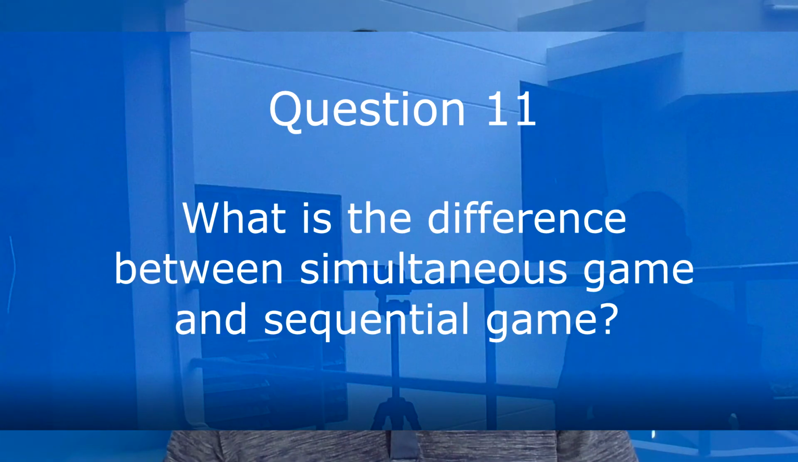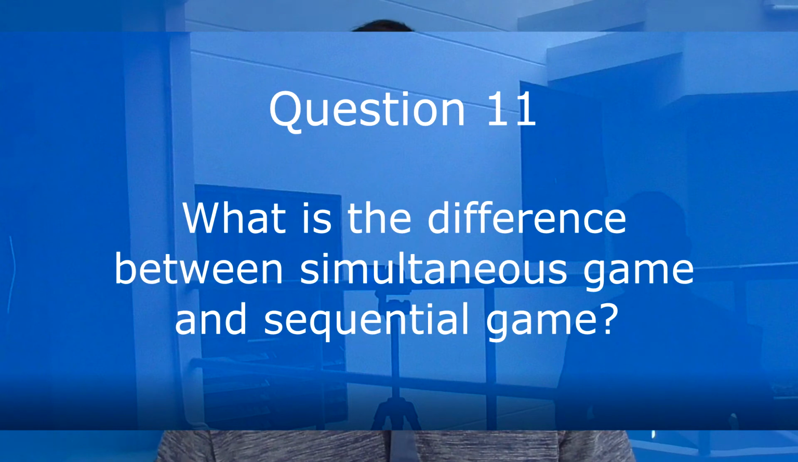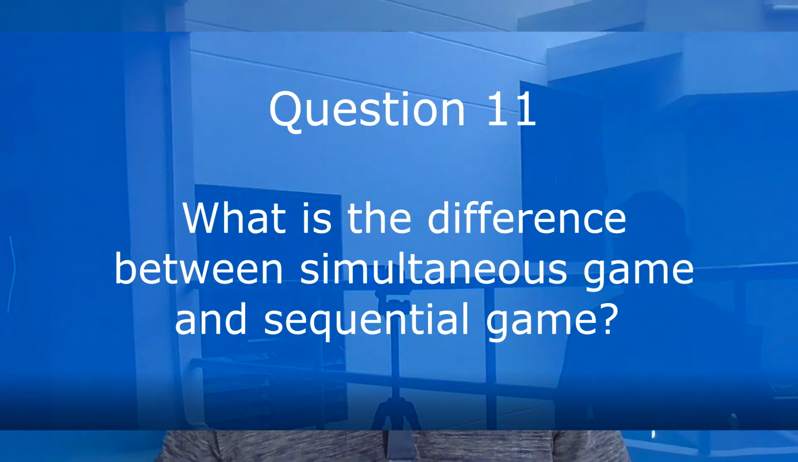Question number 11. What is the difference between simultaneous game and sequential game? Simultaneous game is when all players move at the same time. But sequential game is a game when one player moves first and the second player moves later. So it's about the timing of the move.